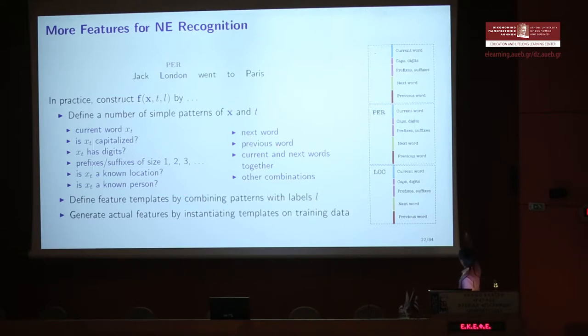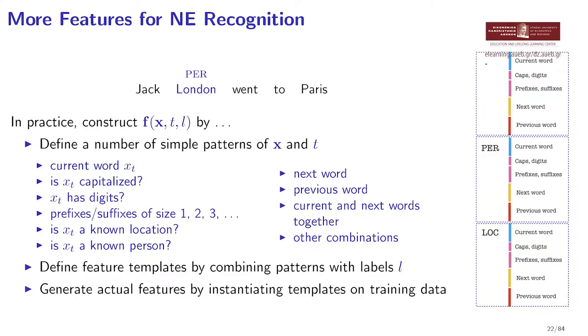So you can think that my representation has different blocks for different properties: current word, next word, previous word, digits. And then I'm combining that with every possible label. So for every label, I have this kind of block of features repeated. All that, and then the actual features are generated by instantiating on the data, right? So given the data, my dimensions get initialized.